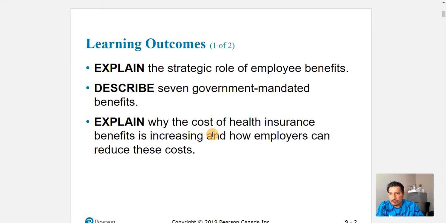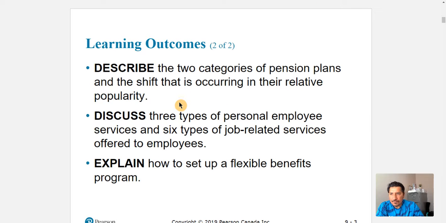The learning outcomes of today's lecture are: explain the strategic role of employee benefits, describe 7 government mandated benefits, explain why the cost of health insurance benefits is increasing and how employees can reduce these costs. Further, describe the 2 categories of pension plans and the shift that is occurring in their relative popularity. Discuss 3 types of personal employee service and 6 types of job-related services offered to employees, and explain how to set up a flexible benefits program.